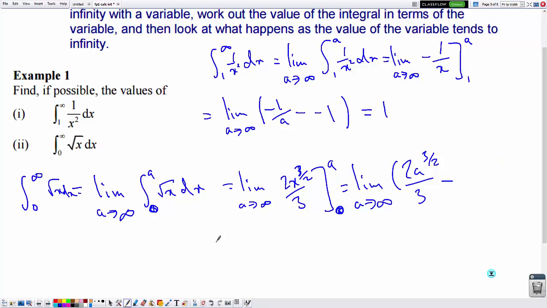So of course, get rid of this minus because we don't need it. Now let's work this out. Is this equal to anything? Well, as a tends to infinity, well, let's look at this. We've got a to the power 3 over 2.